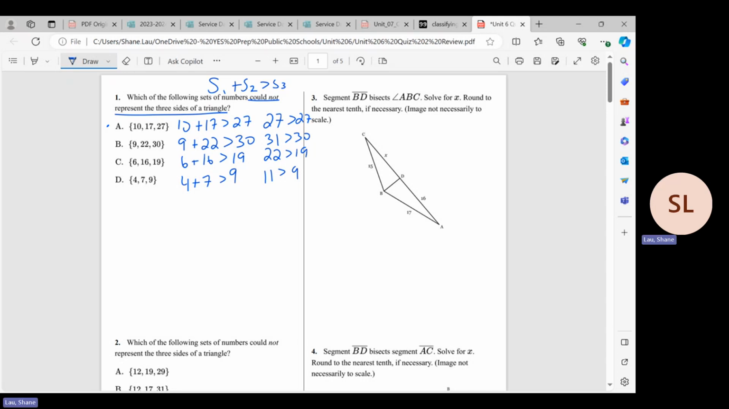But if we were to quickly do that mental math, 22 plus 30 is definitely greater than 9. 30 plus 9 is definitely greater than 22. 16 plus 19 is definitely greater than 6. 6 plus 19 is definitely greater than 16. 7 plus 9 is definitely greater than 4. And 4 plus 9 is definitely greater than 7. So because these 3 are for sure triangles, we must choose A to be our answer choice.